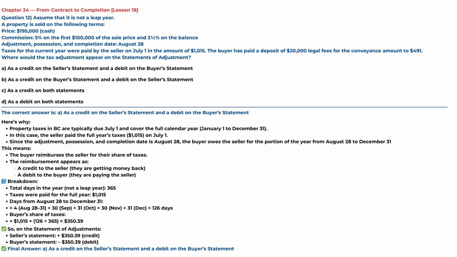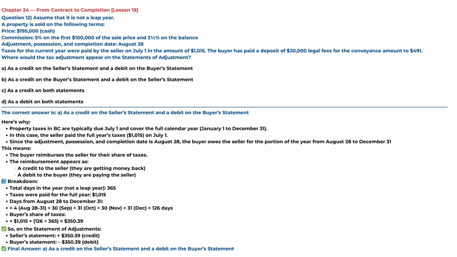The correct answer is A. As a credit on the seller's statement and a debit on the buyer's statement. Here's why. Property taxes in BC are typically due July 1st and cover the full calendar year, January 1st to December 31st. In this case, the seller paid the full year's taxes, $1,015, on July 1st. Since the adjustment to possession and completion date is August 28, the buyer owes the seller for the portion of the year from August 28 to December 31st.